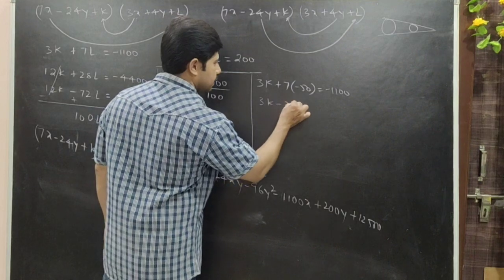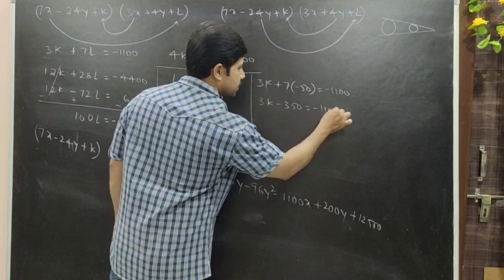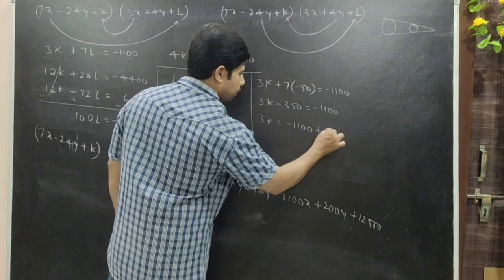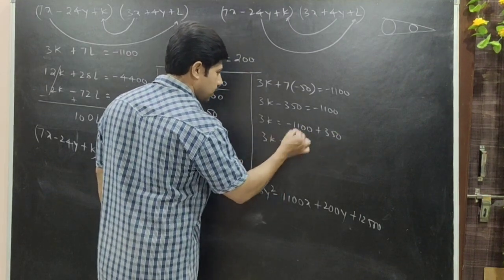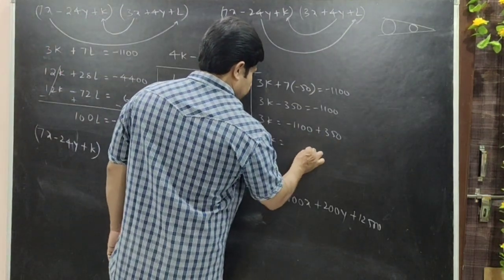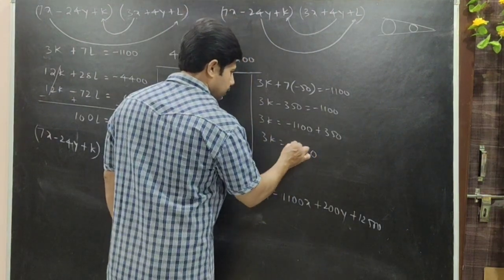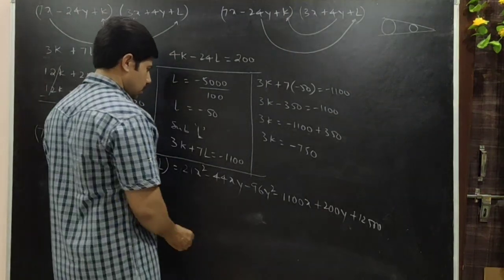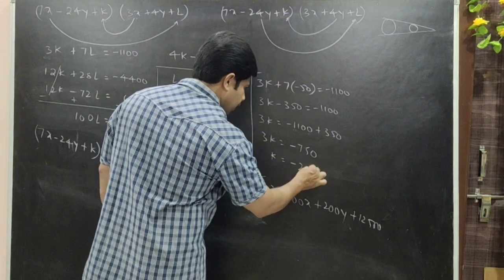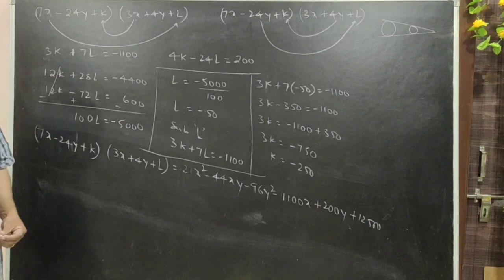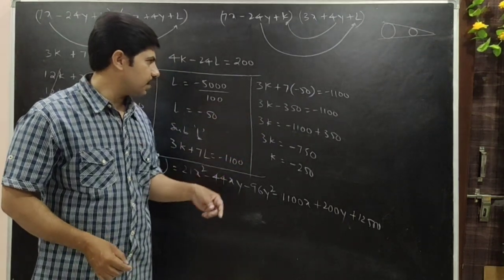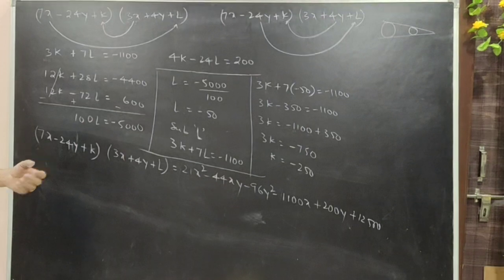So we'll simplify this. 3k minus 350 is equal to minus 1100. So 3k is equal to minus 1100 plus 350, which is nothing but minus 750. So we get the value of k. So what is k equal to? K is equal to minus 250 only. What is the k value we are getting? Minus 250. Here the l value is minus 50, we substituted, minus 350, plus 350, because we have minus 1100 in the first equation, we get minus 250.